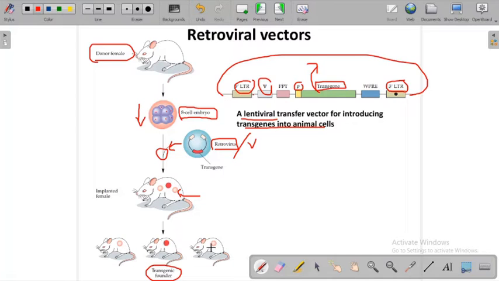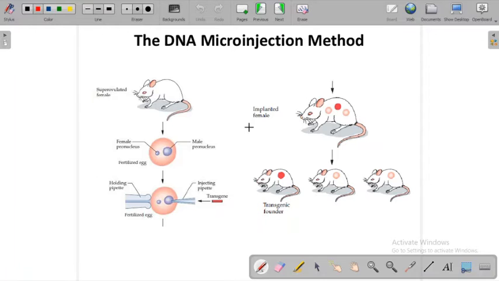So to check which organism is having our transgene, there are different methodologies. We'll see these methodologies afterwards. Now the second method is the DNA microinjection method. What do we do here in DNA microinjection?